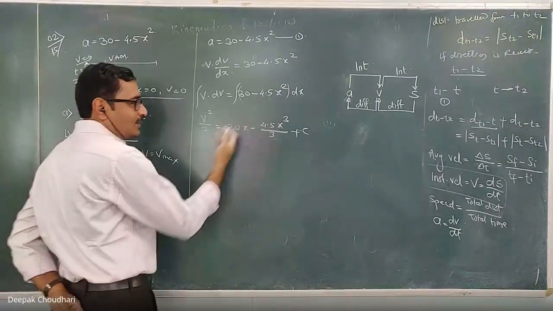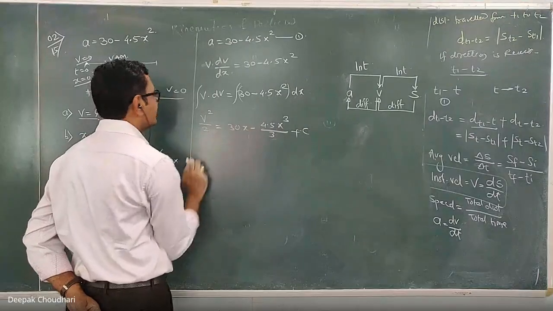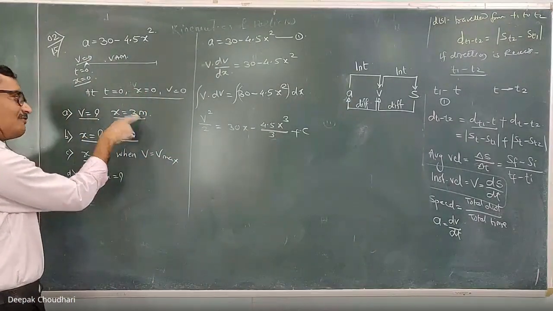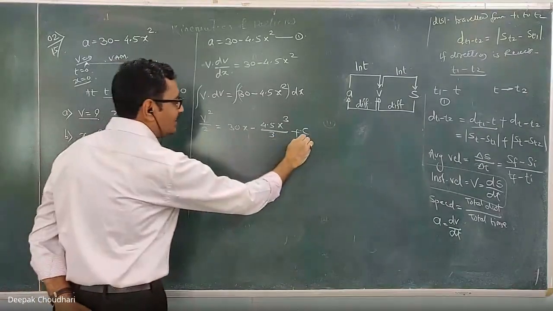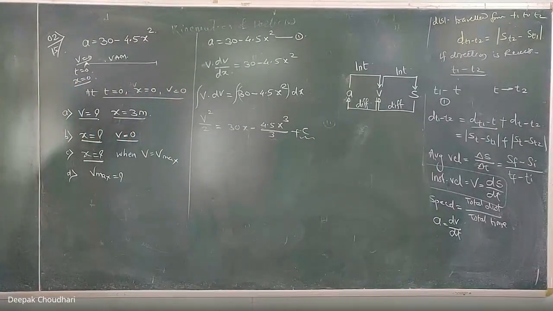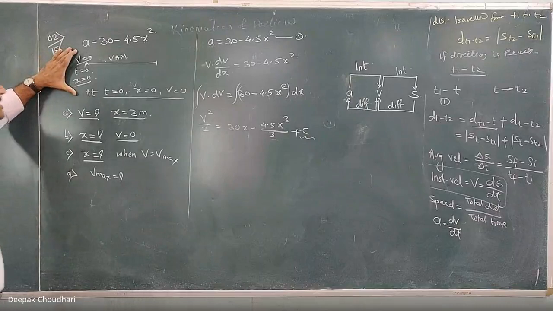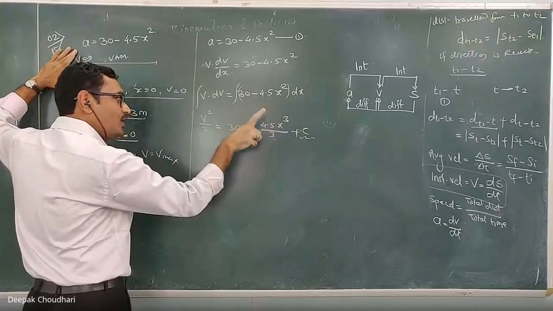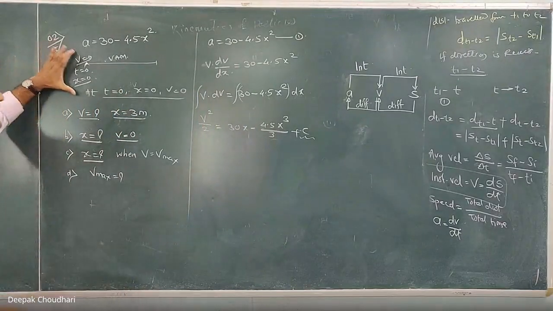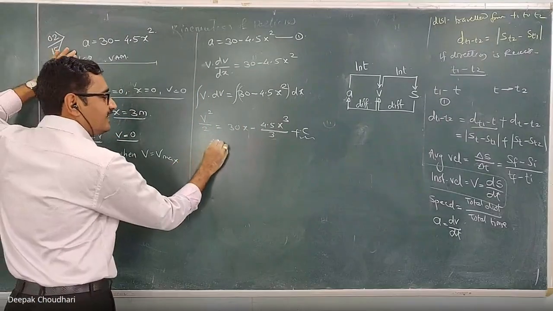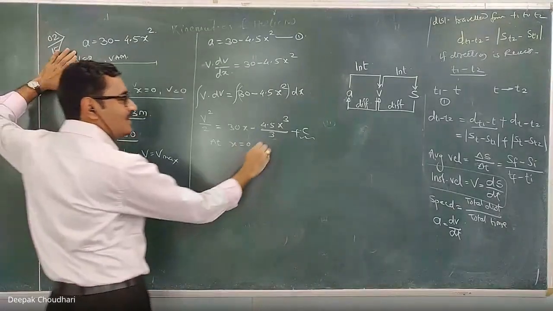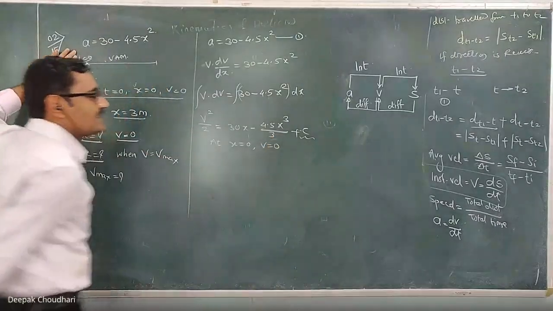Okay, so we got one equation in terms of v and x. Here, we have to calculate the velocity at x equal to 3 meter. We can do this, but before that we have to calculate this constant of integration c. And for that you have to use the boundary condition. Boundary conditions are given. Now this equation is in terms of v and x, so we want the boundary condition in terms of v and x only. And it is given that when the particle is at origin, that is when x equal to 0, it starts from rest, that is v equal to 0.